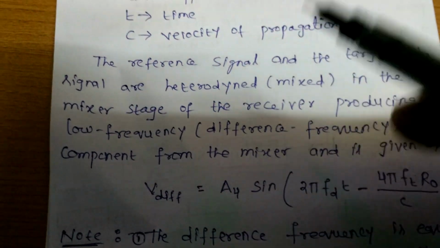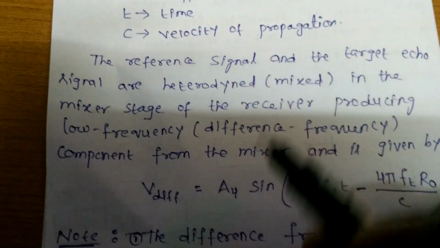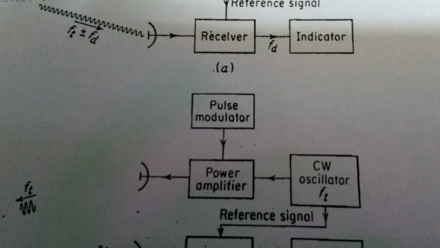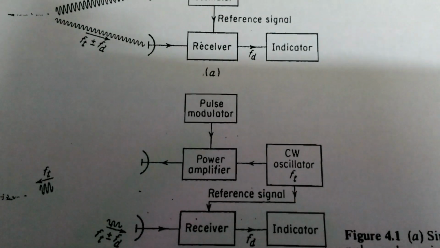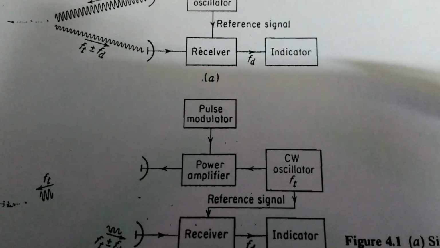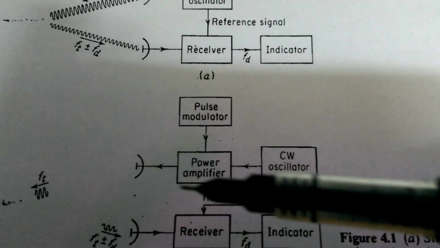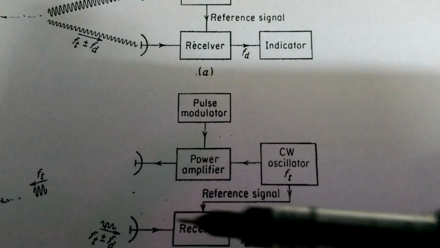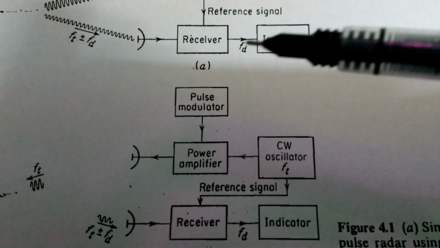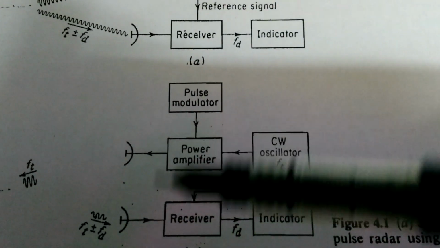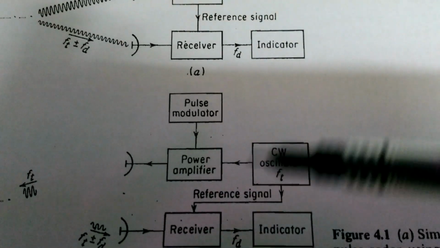This is the very basic thing for the next topics. If you are familiar with these topics, the next topics are very easy. Is it okay? These are the two figures we have discussed. I am just going to show the difference between these two figures. If you just add some pulse modulator and pulse amplifier blocks to this simple CW radar, it is going to convert into a pulse radar. Is it okay? Then we are going to consider some examples.